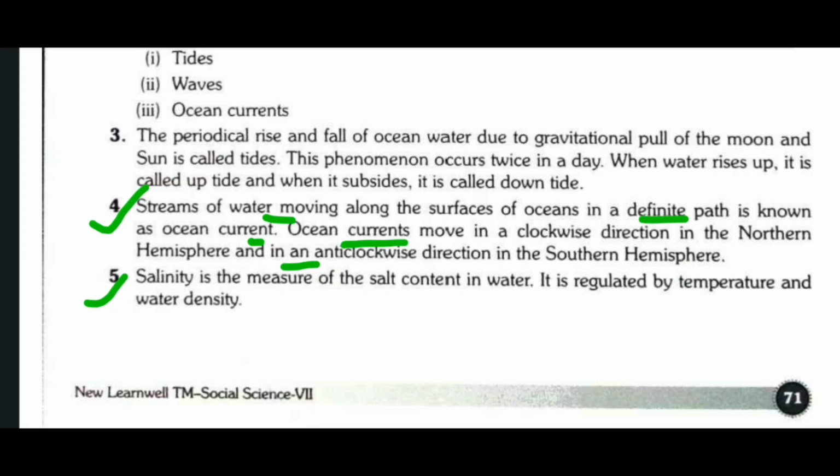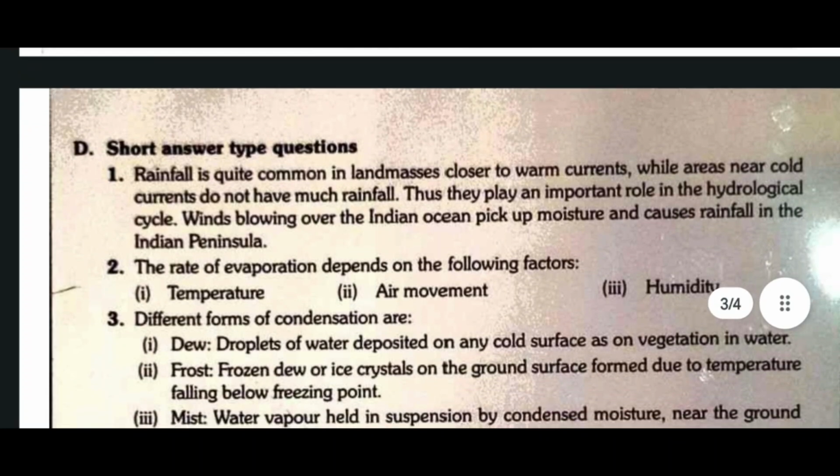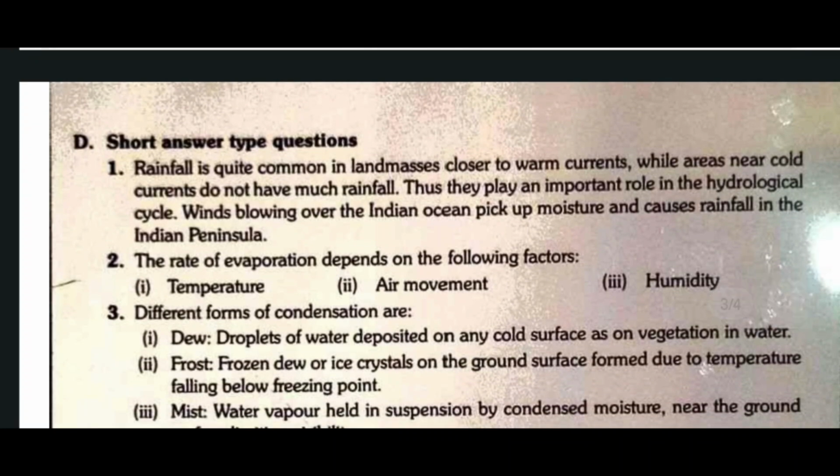Then question number 5, what is salinity? Salinity is the measure of the salt content in water. It is regulated by temperature and water density. Then come to section D, short answer type questions.